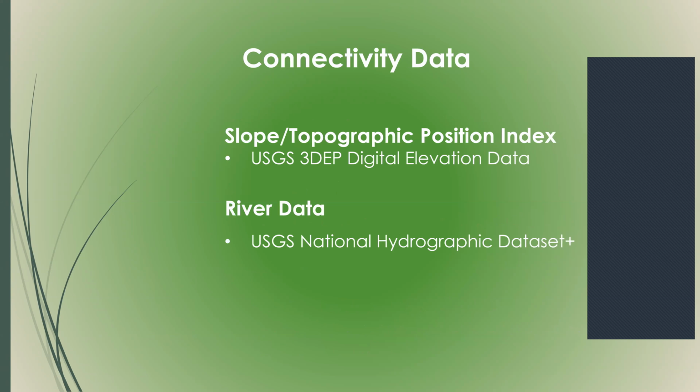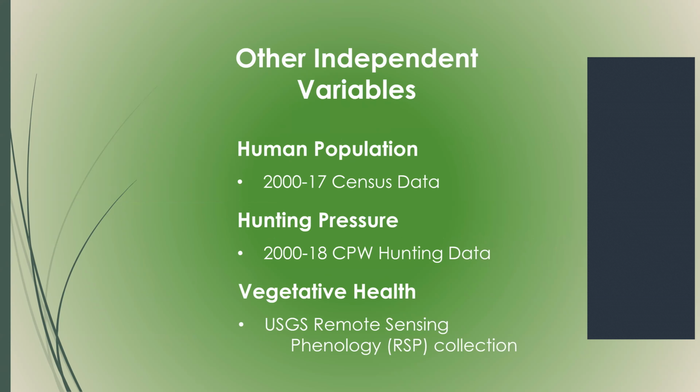Next, for the connectivity study, I'll also need some slope and topographic position index data. That really is just a measure of the ruggedness, and I'll be using the USGS 3-depth digital elevation data. I'll also need to look at rivers because rivers of sufficient flow volume can impede elk movement, and for that I'll use the USGS National Hydrographic Data Set. The other independent variables I'll be looking at will include human population, hunting pressure, and vegetative health, really what food is available for the elk from year to year.